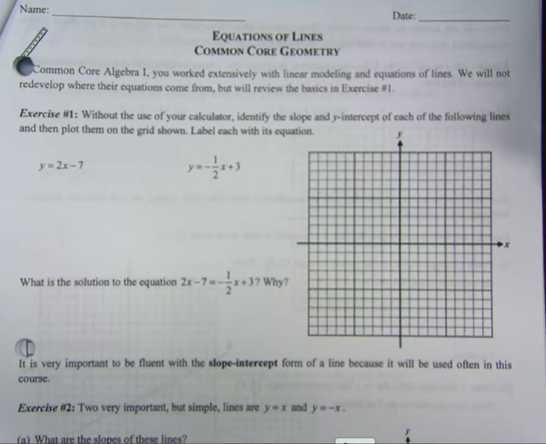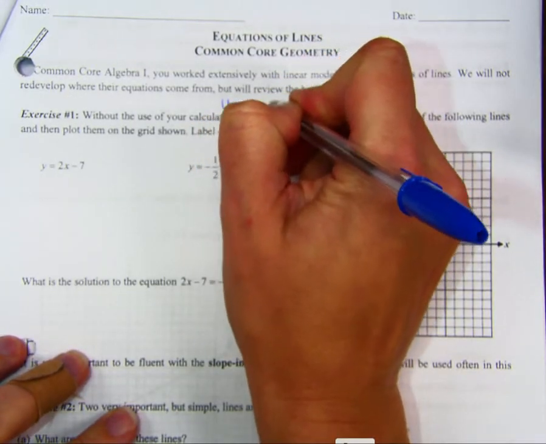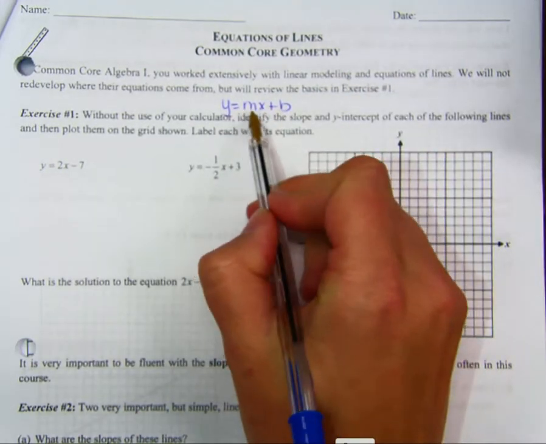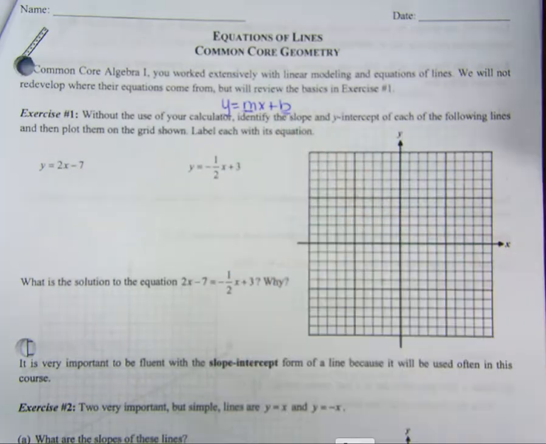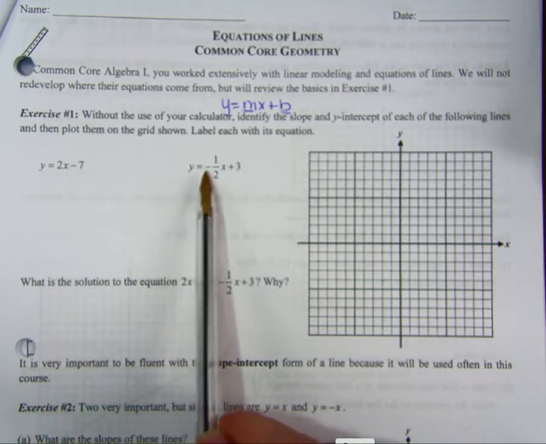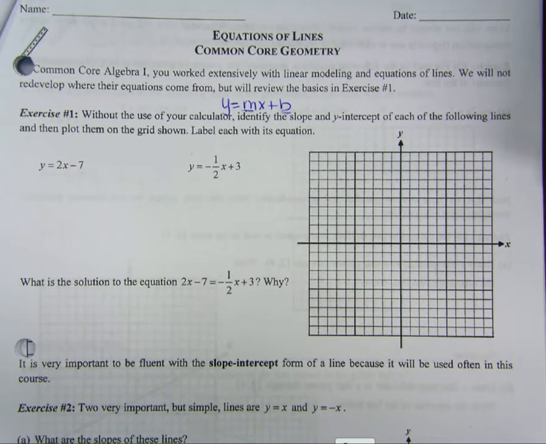Slope-intercept form of a line is when you use the equation y equals mx plus b. In that equation, m is your slope and b is your y-intercept. So the first two examples we're going to look at are y equals 2x minus 7 and y equals negative 1/2 x plus 3. Both of those are solved for y, so they are in slope-intercept form. What we're doing is trying to graph them.